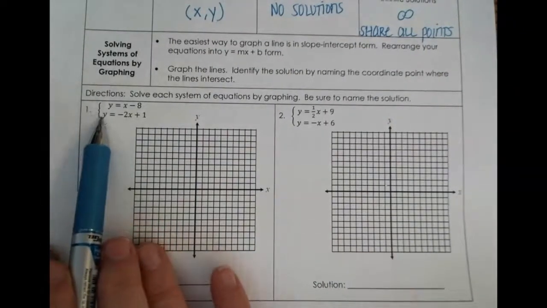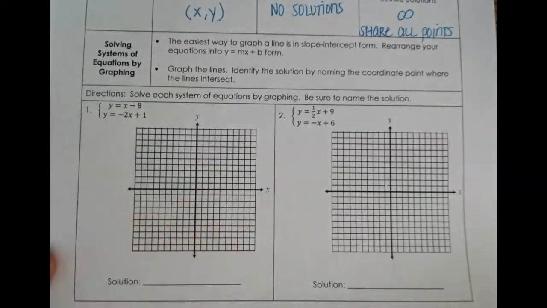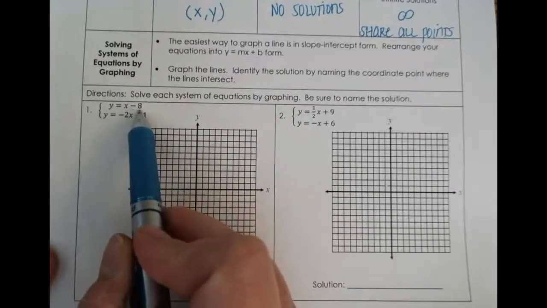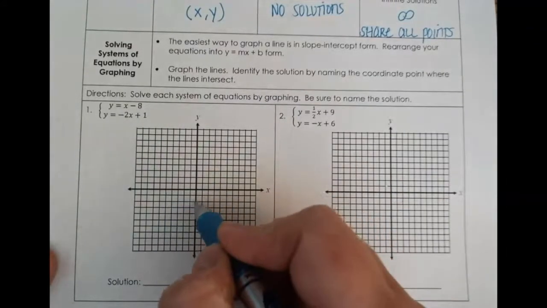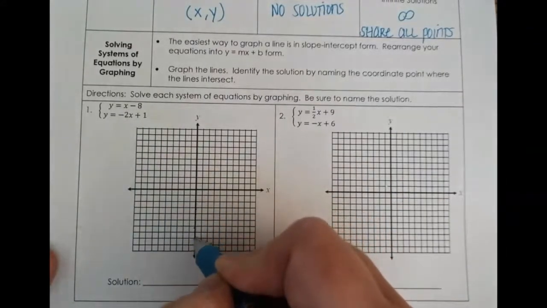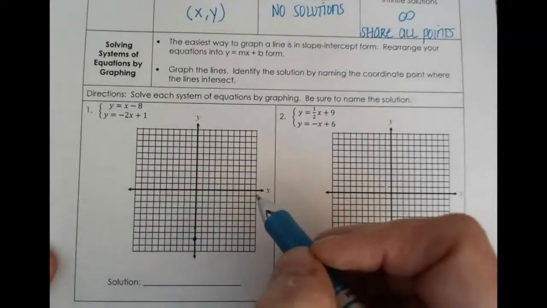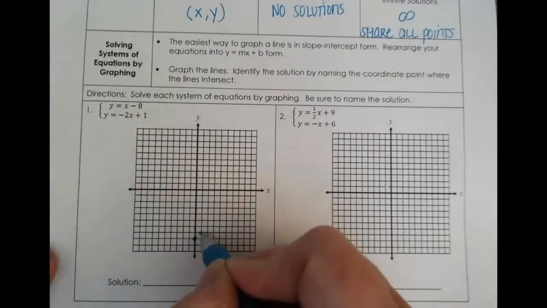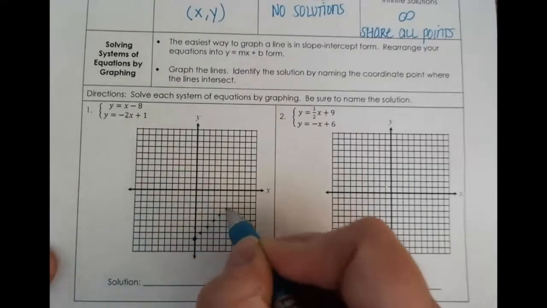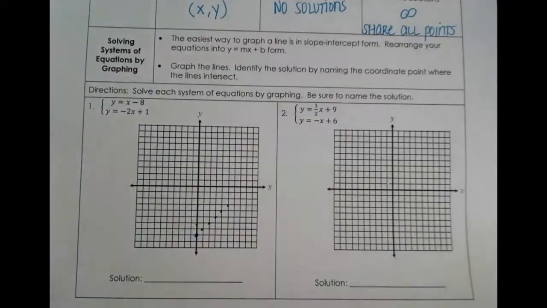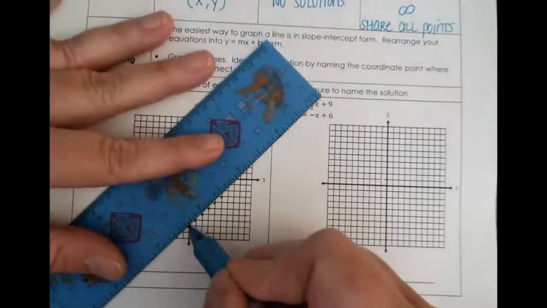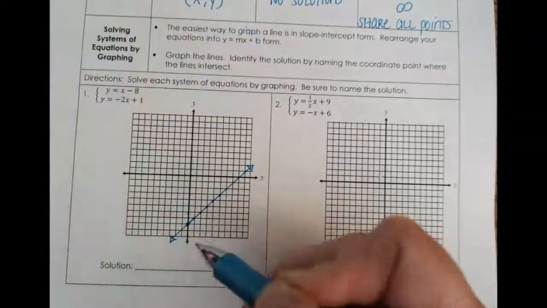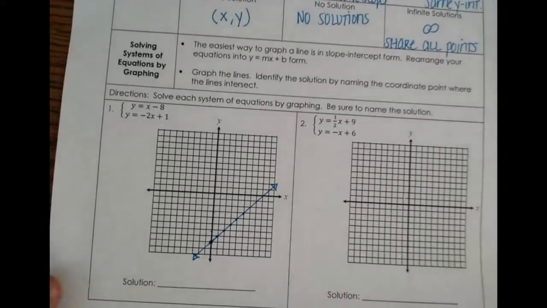So let's take a look at our first one here. You have this fancy bracket, and it's just saying we have these two lines, and we're going to go ahead and graph them on the same graph together. So our top line has a y-intercept of -8. And then it has a slope of 1. There's an understood 1 in there. So it's up 1, right 1, up 1, right 1. So here's our slope. So we're going to finish graphing this line first.